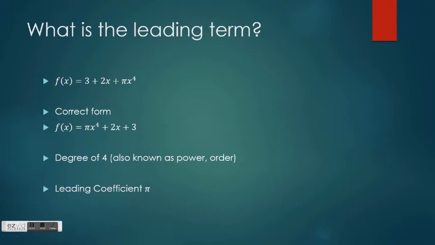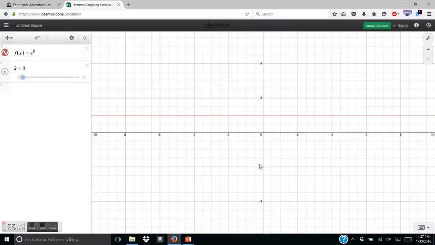Now, the reason why we care about the leading term is two parts. Firstly, the degree, which we also know as the power of the function, the order of the function, and a couple other names to go with it. If we end up giving those to you by accident, just ask for clarification. And then also the leading coefficient. Well, the degree here is 4, because it is the power or the exponent on the x. Whereas the leading coefficient is pi, because it's the coefficient from our leading term.